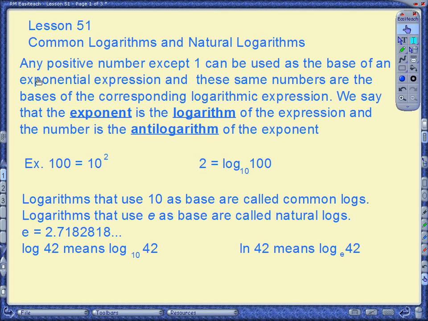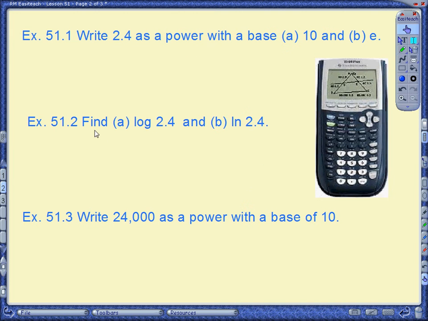Okay, I'm going to go to the next page now. And you're going to use your calculator for all of these. We want to write 2.4 as a power with a base of 10. In other words, we want to write 2.4 as 10 to some power. And the way we do that is we get our calculators and we count down in this left-hand column of keys: 1, 2, 3, 4, 5, and the sixth one down is log.